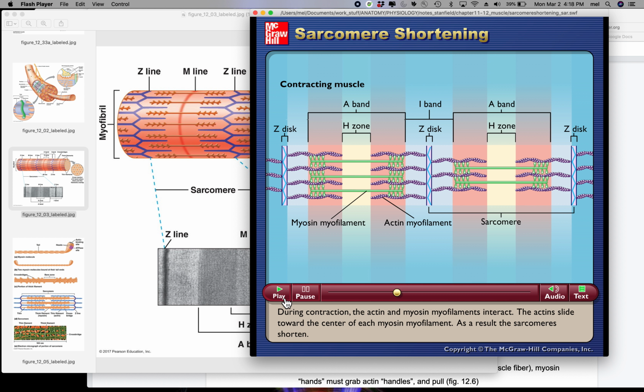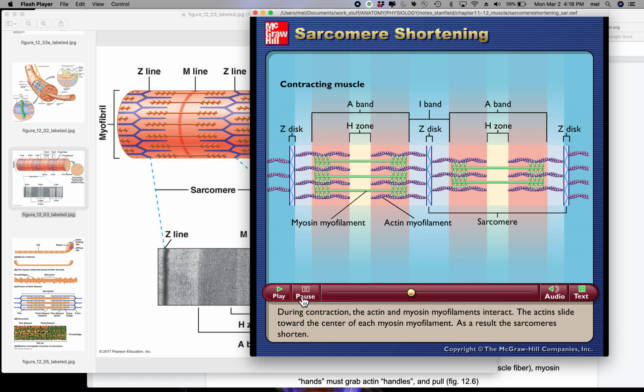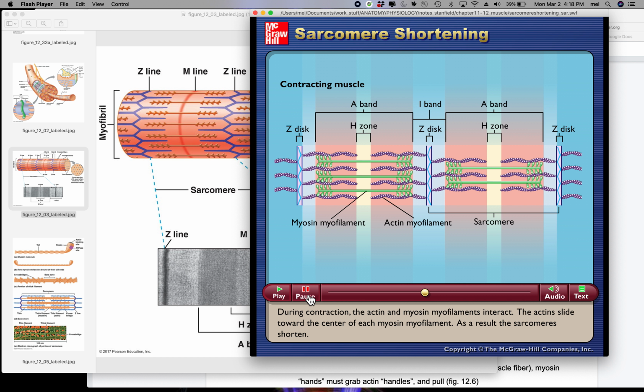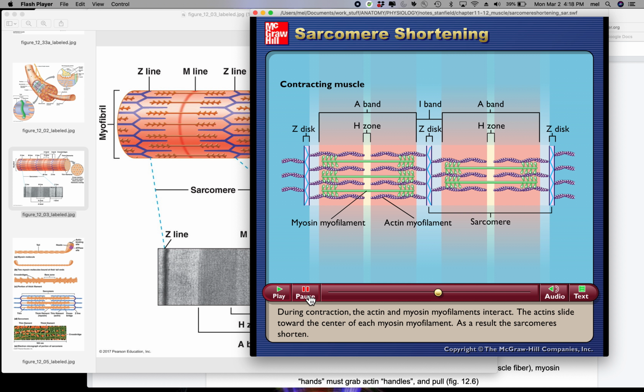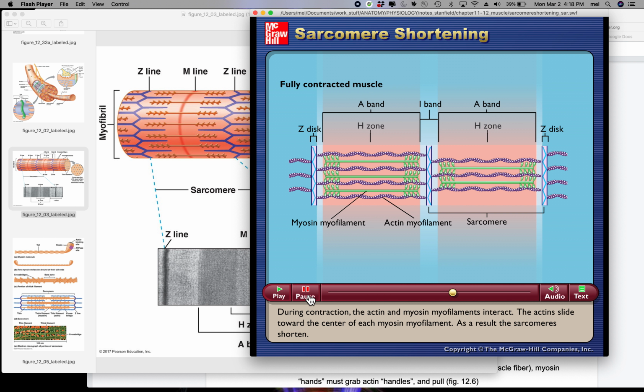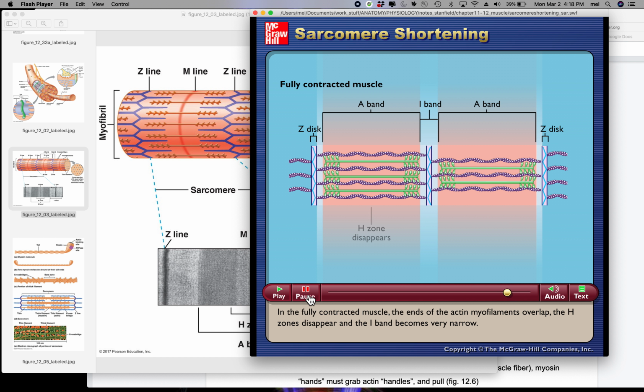During contraction, the actin and myosin myofilaments interact. The actins slide toward the center of each myosin myofilament. As a result, the sarcomeres shorten. In the fully contracted muscle, the ends of the actin myofilaments overlap, the H zones disappear, and the I band becomes very narrow.